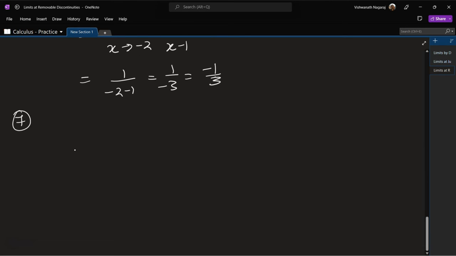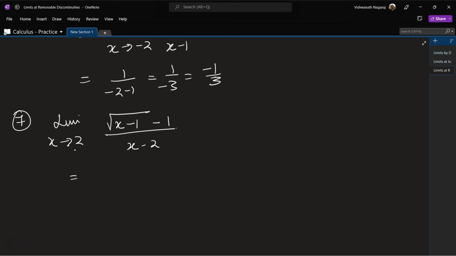So seventh one, limit as x approaches 2 of (square root of x minus 1, minus 1) by (x minus 2). And again, 2 minus 2 becomes 0. So we need to do something. So what can we do?